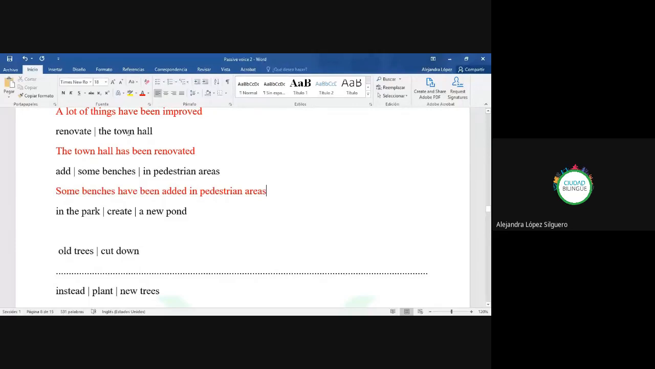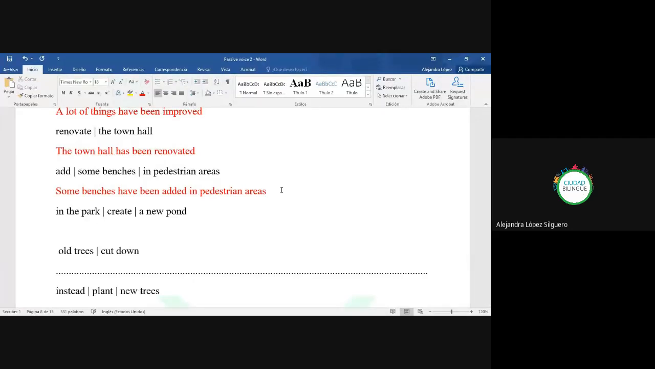Básicamente, ¿quién la recibe? La acción que eso recibe y dónde la recibe. Y por último, ¿por quién la recibe? En este caso lo tenemos sujeto, ¿cierto? ¿Quién hace la acción? Entonces lo dejamos aquí, en el complemento, que en este caso sería un complemento del lugar, ¿cierto? ¿En dónde? En las áreas peatonales.